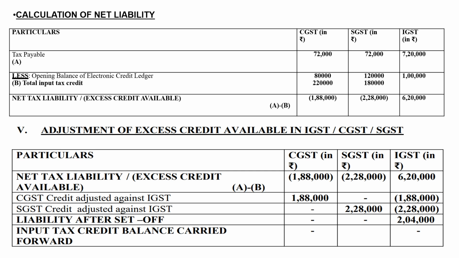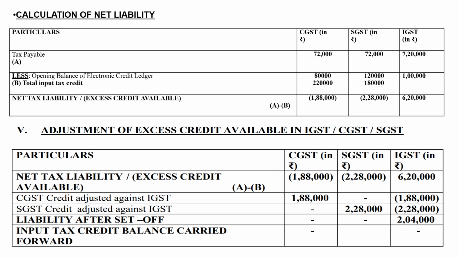So first we'll take the CGST credit adjustment against IGST. This 1,88,000 we'll put in IGST. Okay, then we have excess in state also. So the SGST 2,28,000 credit will also be adjusted in the IGST because we have to pay this liability.